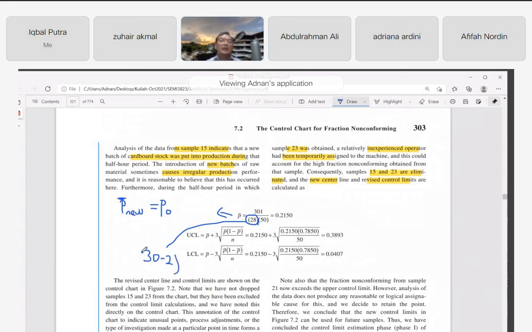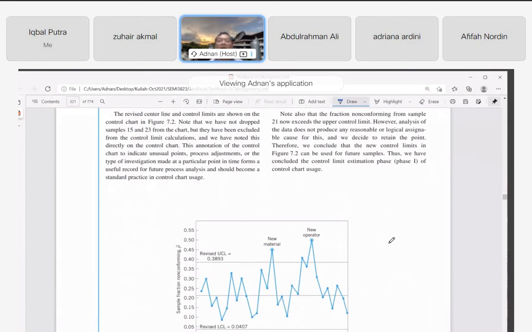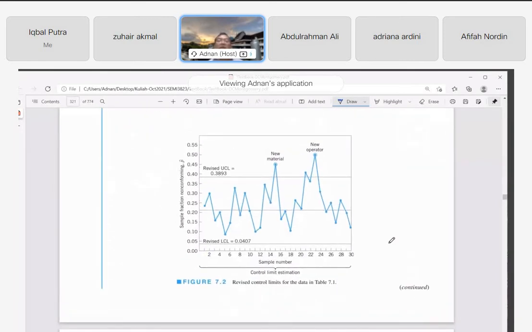Multiply by 50, because every subgroup has 50. So now you get a new center line and new control limits, and this control limit can be used for further monitoring. This is the same as what I showed just now.